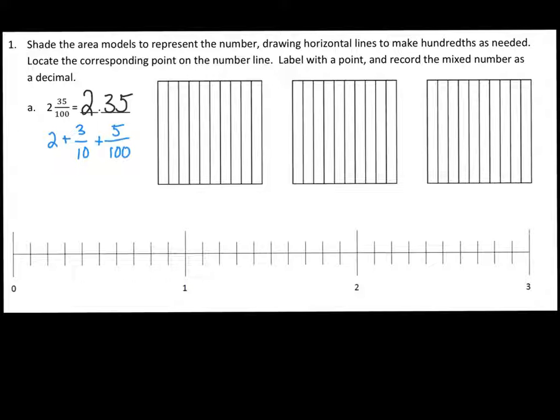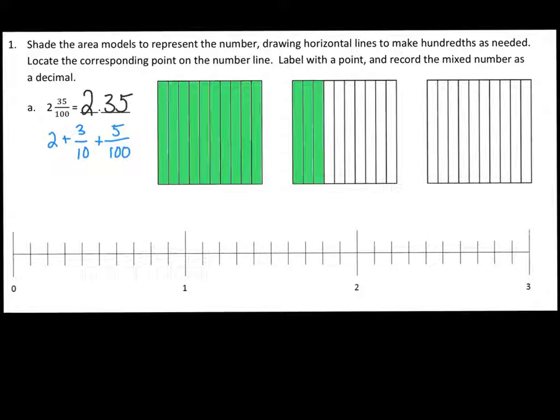Well, we could color in one whole, because we have 2 wholes. I'm going to color in another whole, again, because we have two wholes right here. It's 2 wholes. Then it's saying that we actually have to now color in 35 hundredths.